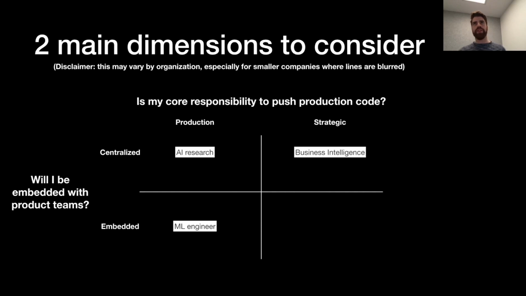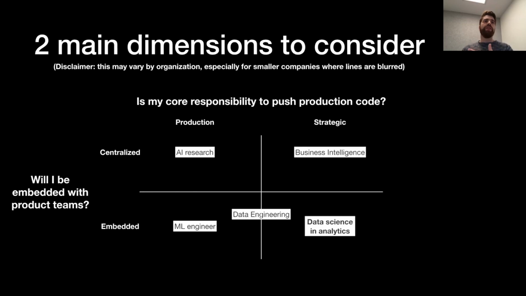One last thing that's a little bit in between production code and strategic, but is an embedded model, is data engineering, where sometimes you will touch on production code. You try to build all the data pipelines to make them available to everyone. But sometimes you also work a lot with offline data sets and things like that.